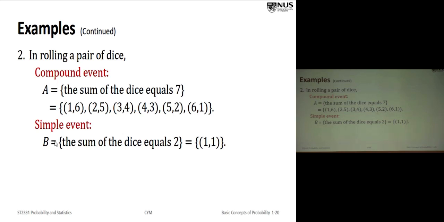Okay. If I take a set B, B is different. The sum of the die equals 2. Well, in this case, there's only one case that could happen, where I rolled two 1s. Okay, and that's a simple event.